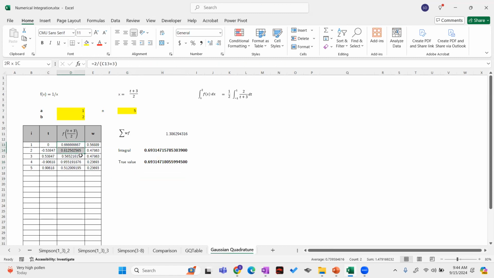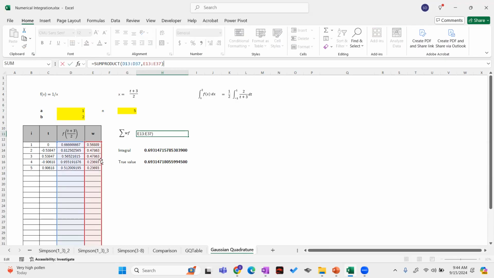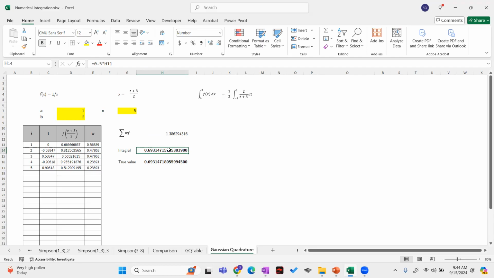And finally, just a sum product of these two, right? W1 FT1 plus W2 FT2, W3, and then do a half. This is the sum product of these two, and the approximation is sum product divided by 2.